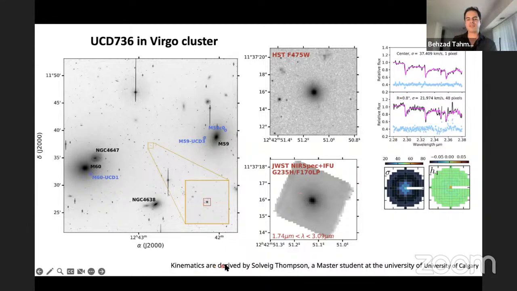And so Solveig, a master's student at the University of Calgary who will graduate soon and start her PhD there, is responsible for extracting the kinematic maps for these UCDs. So this is the velocity dispersion and H4 map. The H4 values are extremely small, but only in a few central beams do they have values that we can rely on for our modeling.